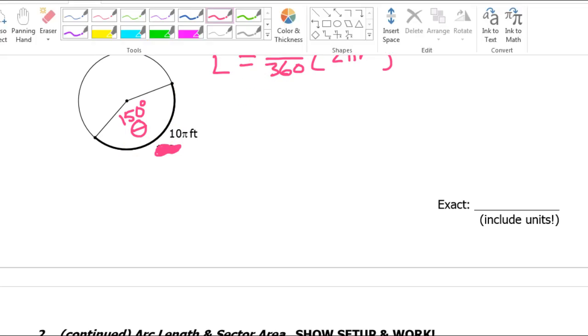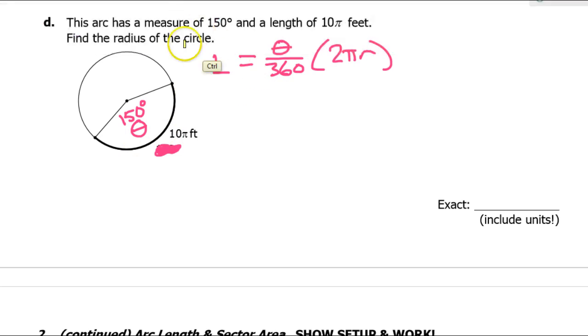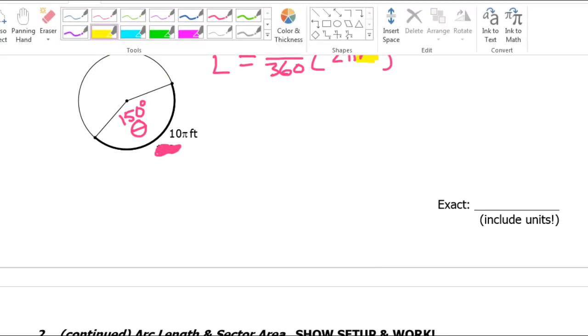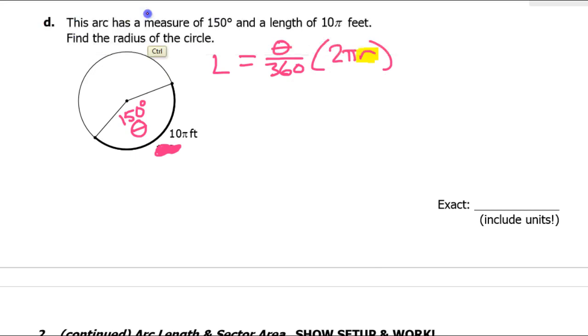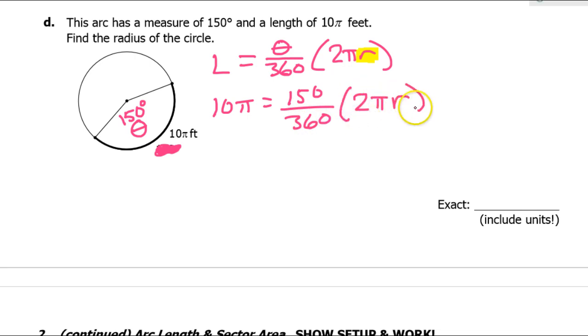We are supposed to be finding the radius. We're looking for r. So that means we must be given L and theta. Sure, the L is the arc length. That was given as 10 pi. Theta is 150. So we can put 150 over 360 times 2 pi r. So this is what we have to solve for r.